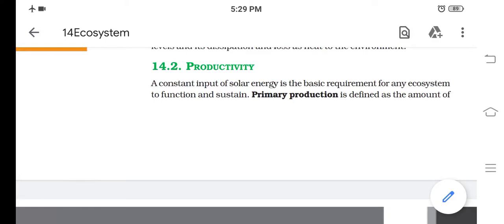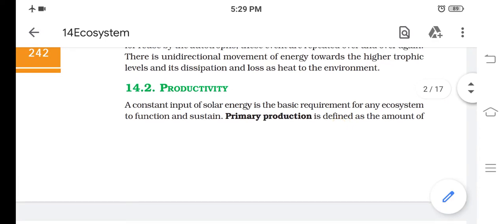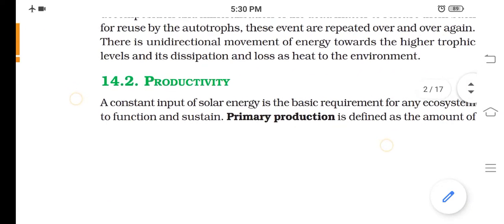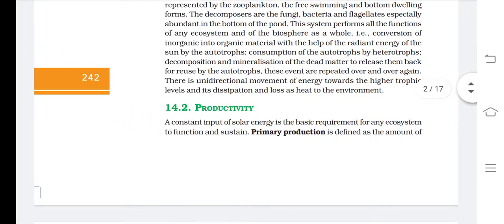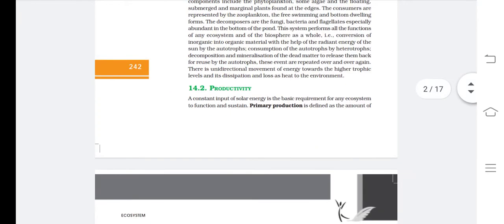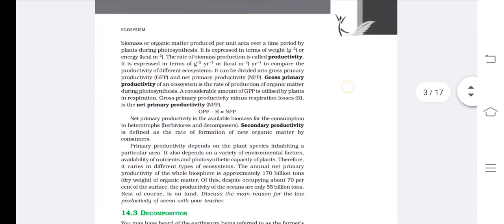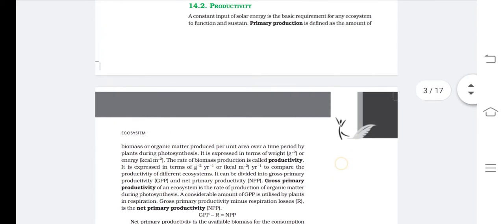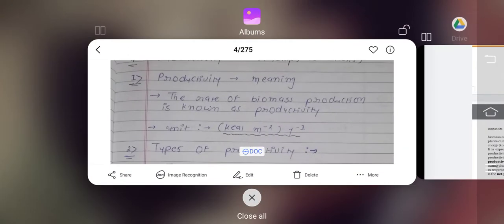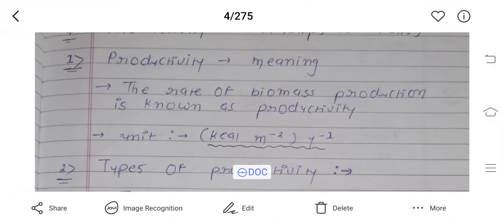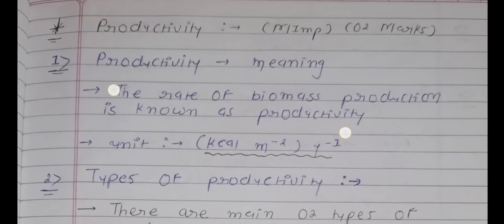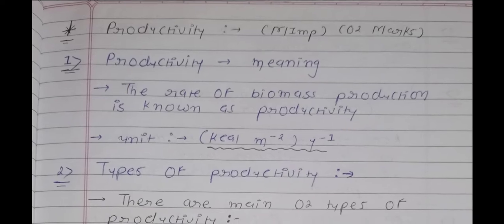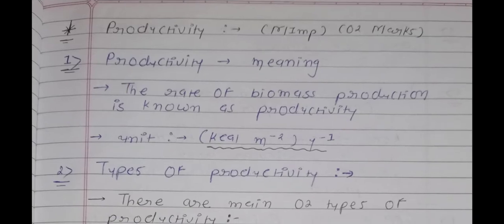Hello friends, today we will talk about the next topic of chapter number 14, ecosystem. The name of the topic is productivity. It is the most important question of this chapter. It is a question of 2 marks. And now we will understand this topic with the help of easy notes. So now see, productivity, most important question of 2 marks.